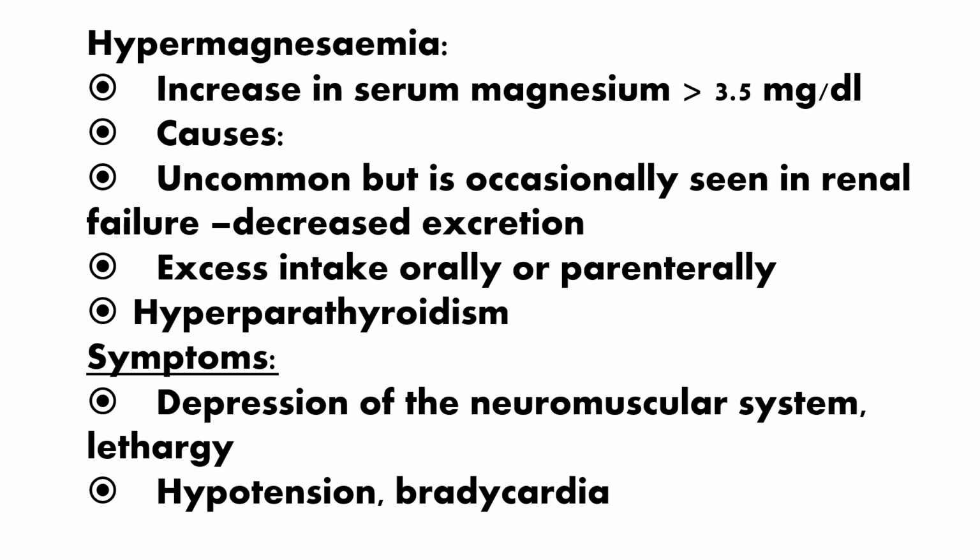In hypermagnesemia, there will be depression of the neuromuscular system. If you recall, in hypomagnesemia there was excitability, irritability, tetany, convulsions. Here there is a depression of the neuromuscular system. There will be lethargy, hypotension. Hypermagnesemia is characterized by hypotension, and hypomagnesemia is characterized by hypertension. And here the pulse rate, the heart rate, will be decreased, that is bradycardia.